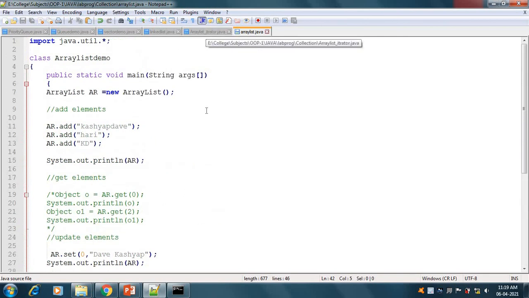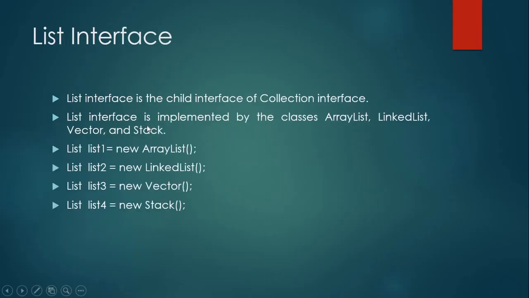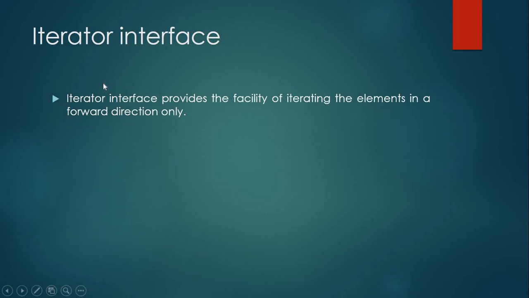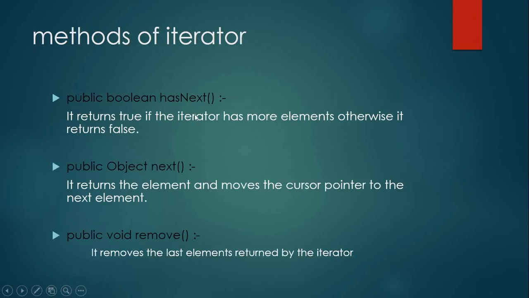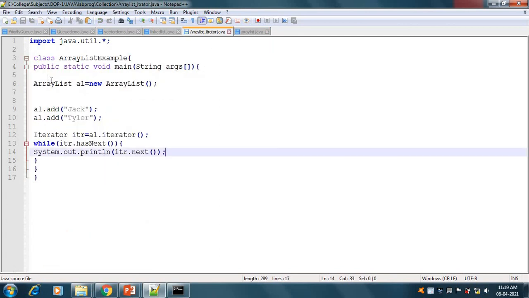Now we will understand the methods that we have learned in the iterator. Okay, so we have the iterator method and we have the hasNext and next methods. Those methods we will understand with the ArrayList. Here we have ArrayList AL, new ArrayList. In it we have added two things, Jack and Taylor. At index 0 we have the value Jack, at index 1 we have the value Taylor.